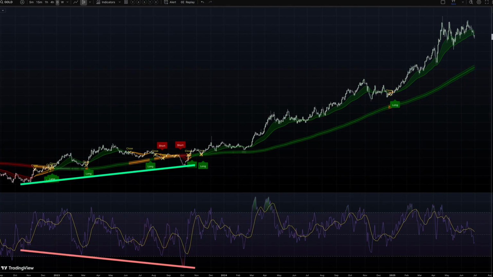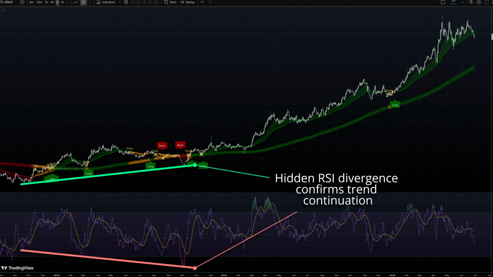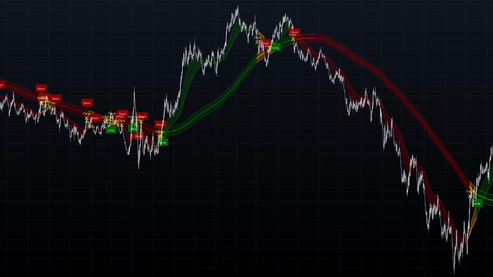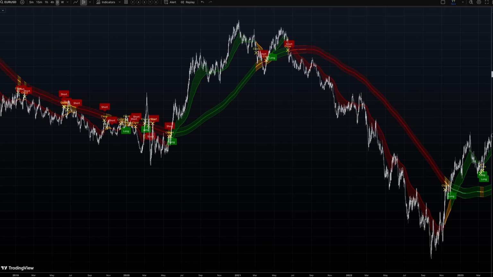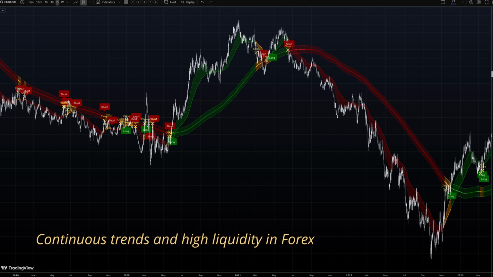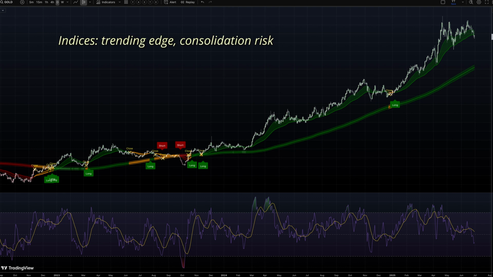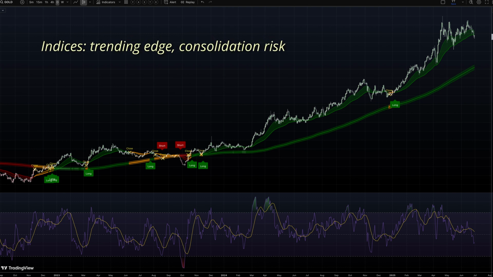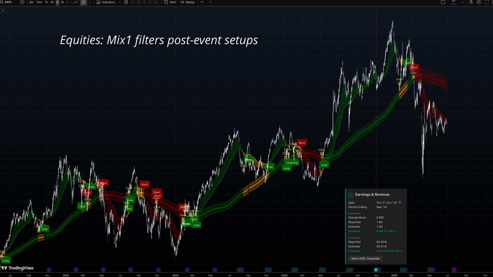Additional indicators like RSI or volume tools can enhance signal validation. For instance, RSI divergence at channel boundaries often supports reversal signals, while volume spikes confirm breakout strength. Adapting the strategy across asset classes requires understanding their unique traits. Forex offers continuous trends and liquidity. Stock indices trend well, but require care during consolidation, and individual equities benefit from Mix 1's filtering during earnings season or after key news.